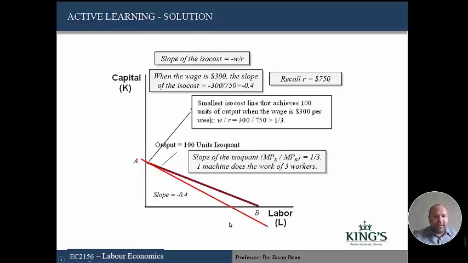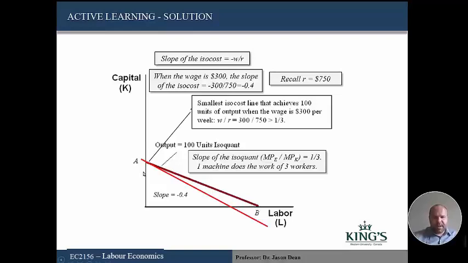So if the slope in absolute value of the isocost line is greater than 1/3, we're always going to just use capital. And that makes sense. As we said earlier, if it costs more to hire 3 units of labor than it does for a unit of capital, why would you use the labor? So clearly that's what's going on here.